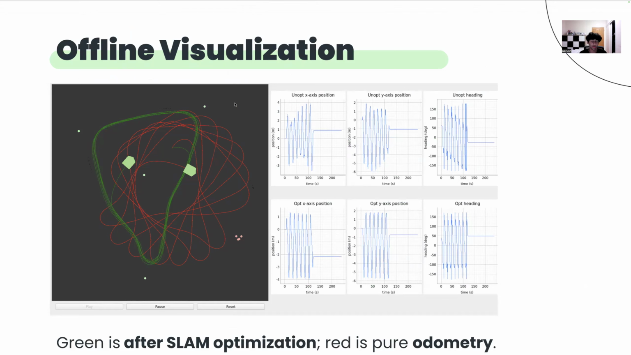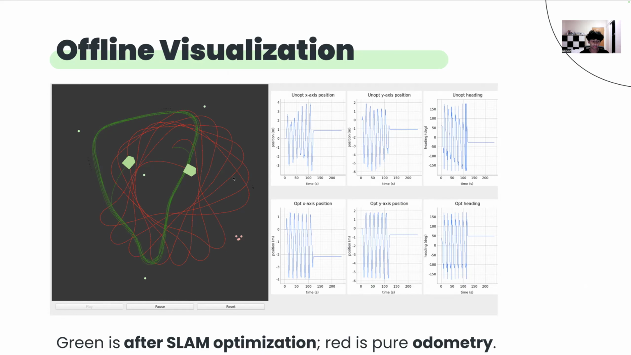Next, we'll move on to offline visualizations. An offline visualization is an example of SLAM in action using data that's offline. Basically, SLAM gets all the data around an environment ahead of time. And so you can see here, SLAM uses this data to optimize its path.